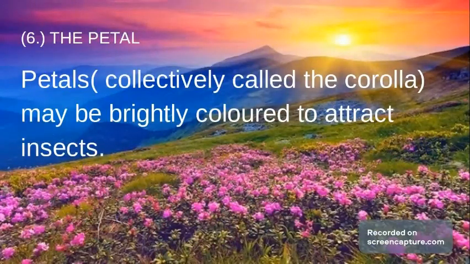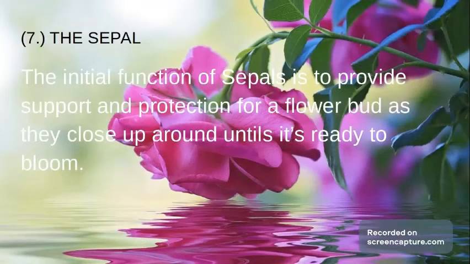The petal. Petals, collectively called the corolla, may be brightly colored to attract insects. The sepal. The initial function of sepals is to provide support and protection for a flower bud as they close up around it until it's ready to bloom.